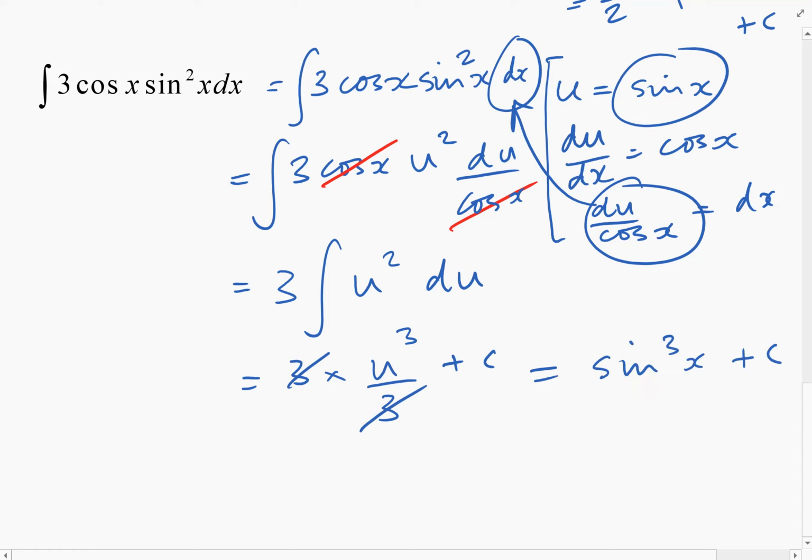As with all these integration questions, you can check very easily by differentiating your answer. So if you use the chain rule to differentiate this, you would get this. So if you've got time in an exam, always make sure you check your answers by differentiating.